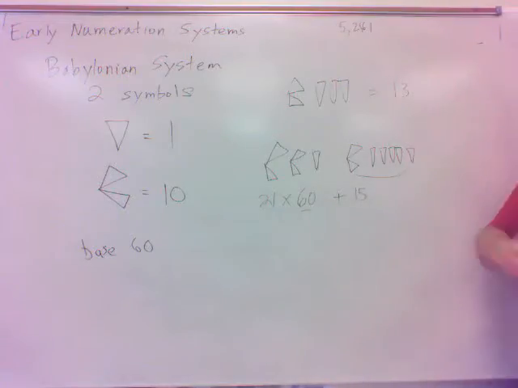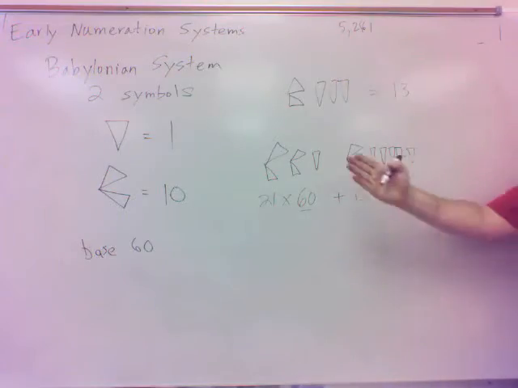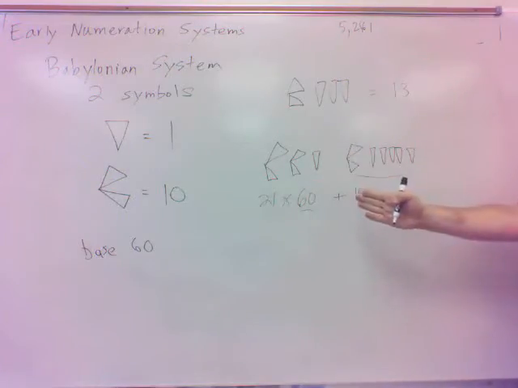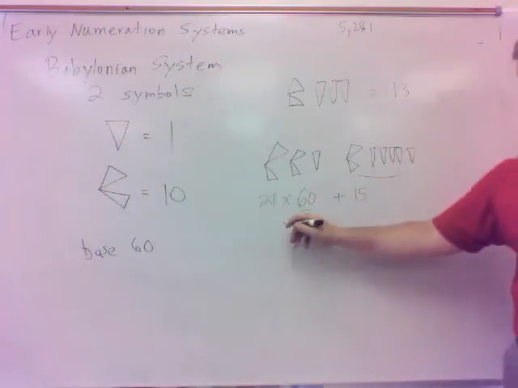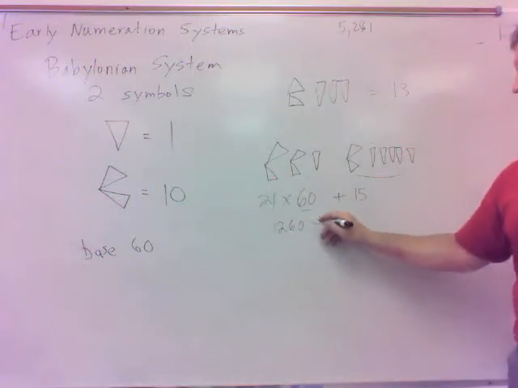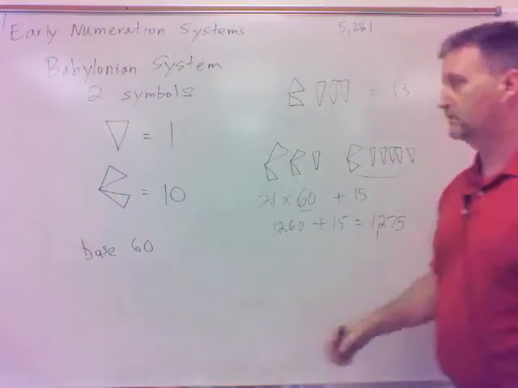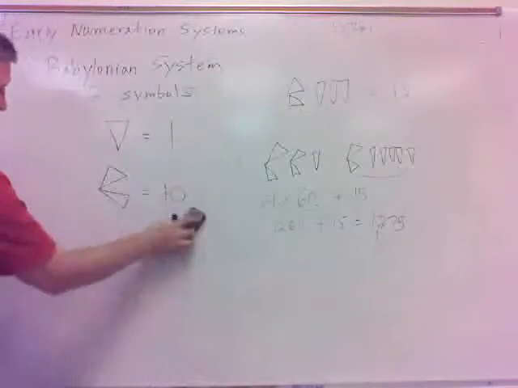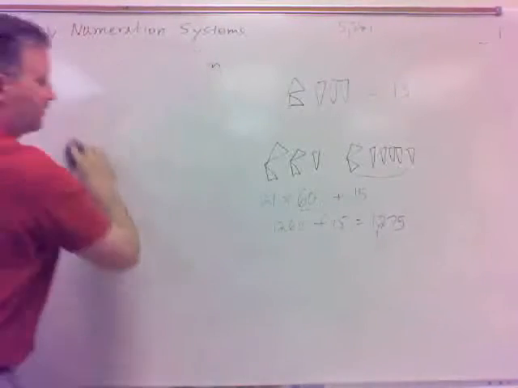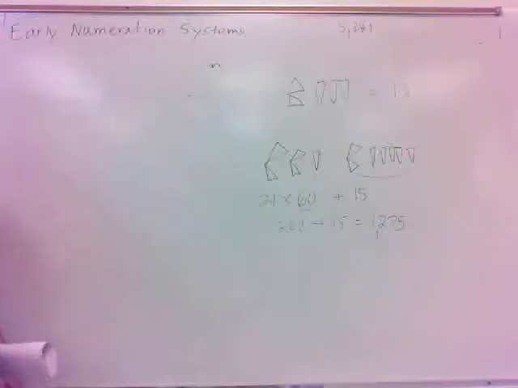So that way they could get bigger numbers out of fewer symbols here, because if you multiply the 21 by 60, that's going to give you what? 1260 plus the 15 is 1275. 1275 in our numbers. Okay? So the base will always be on the left. The first one on the right is just the straight up symbols, and then the next one over is times the 60.